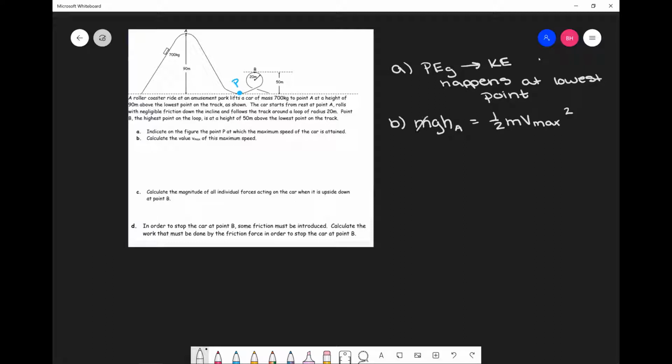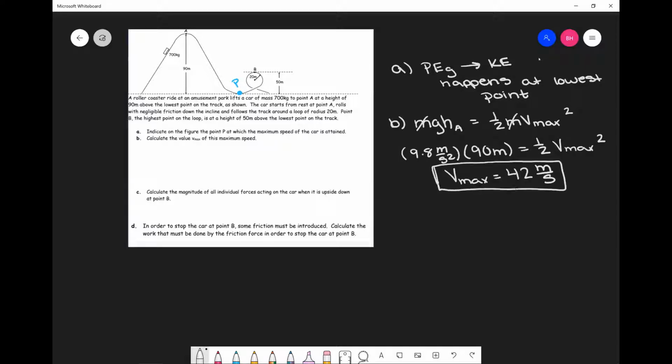The mass of our object does not change, so we can cancel out mass, and we're going to solve for our final velocity. So the gravitational potential energy is 9.8 meters per second squared times our height at point A, which is 90 meters, equal to 1/2 v max squared. What we end up getting is that our velocity max is equal to 42 meters per second. And that is our max velocity.